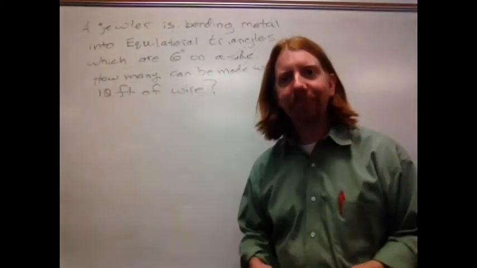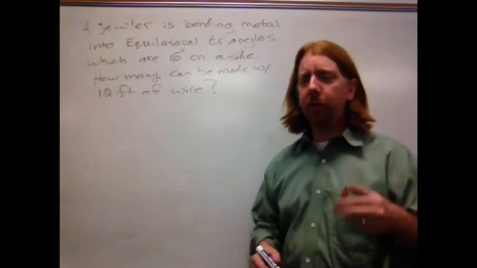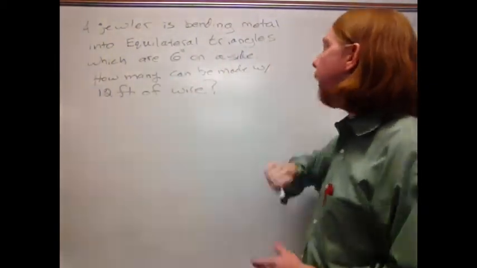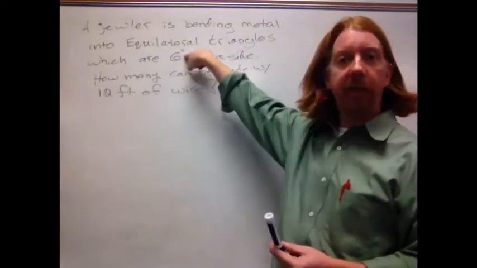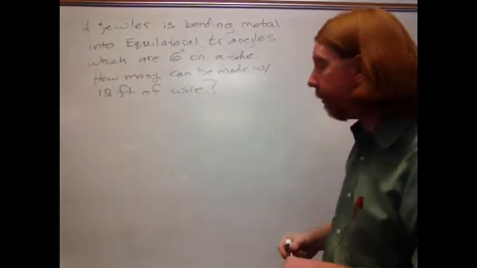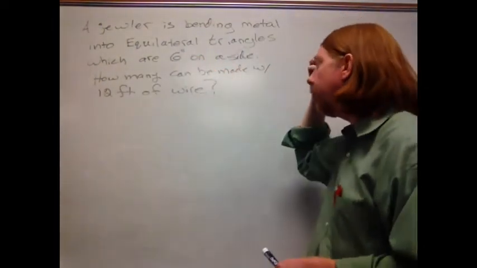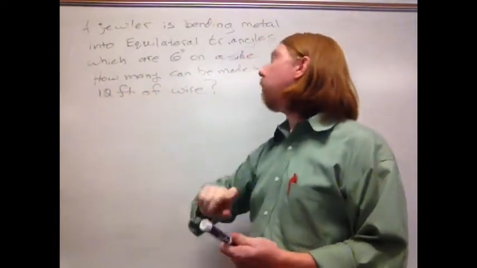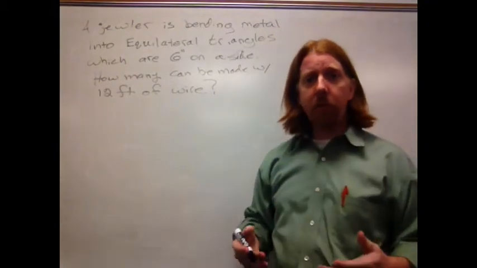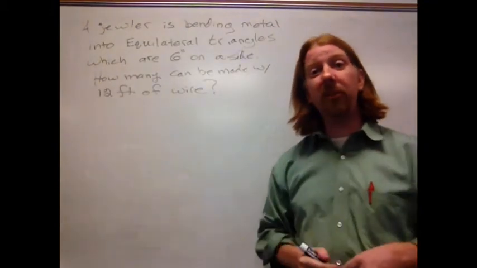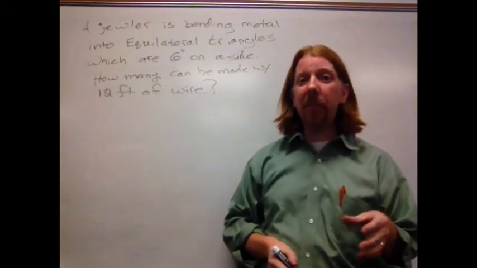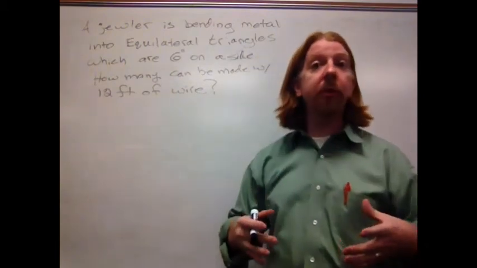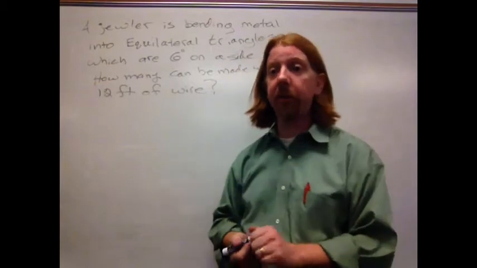All right, now let's take a look at a longer story problem. Here it says a jeweler is bending metal into equilateral triangles, which are 6 inches, that's what the two tick marks, on a side. How many can be made with 12 feet of wire? Now we've got a little bit of work ahead of us here because we've got a mix of units. That's going to happen from time to time and you have to be on the lookout for it. So always make sure that when you're working through these problems you're using the same units all the way through.